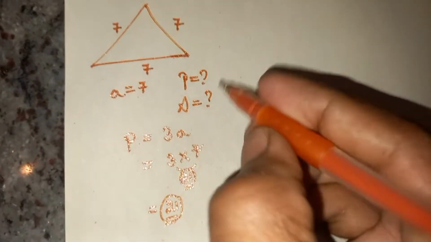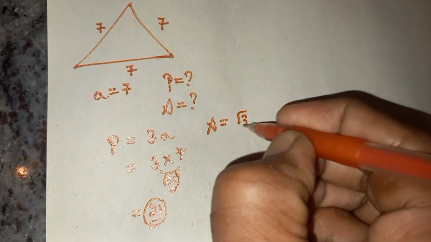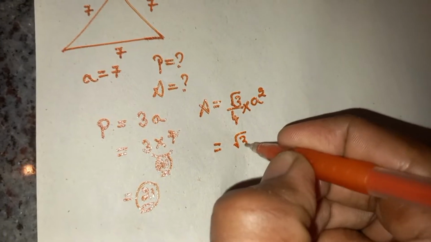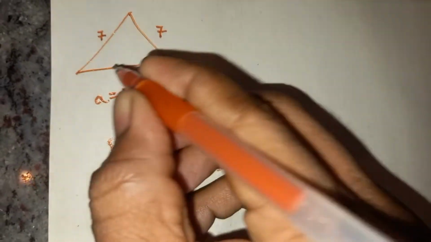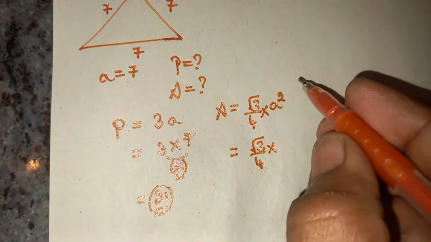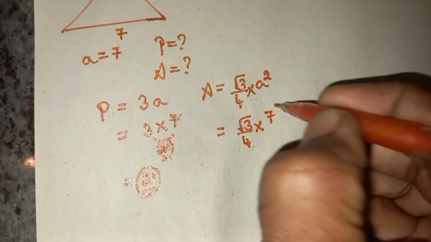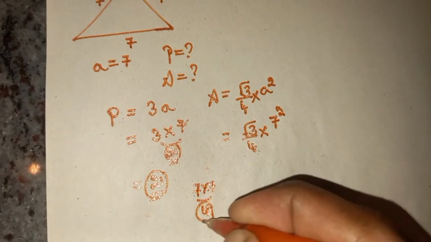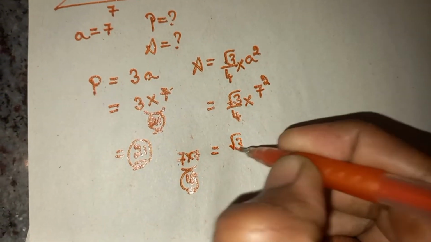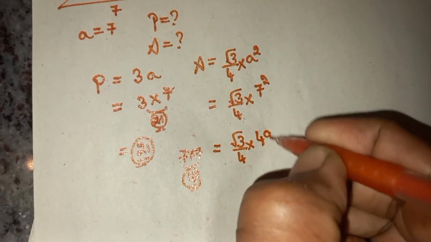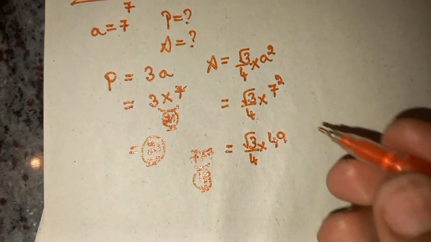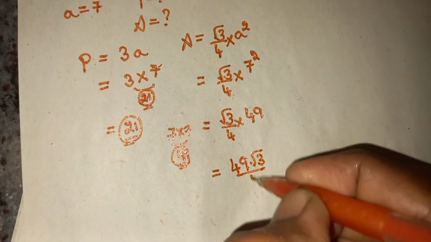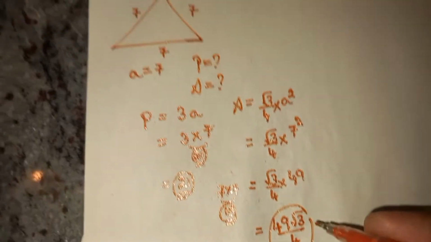And you need to find the area of the triangle. The area of the triangle is root 3 by 4 times the side length squared. That is nothing but root 3 by 4 times 7 units, 7 square. And 7 square can be written as 7 times 7, which is 49. That is root 3 by 4 times 49, and you cannot divide 4 and 49, so it remains as 49 root 3 by 4 square units.